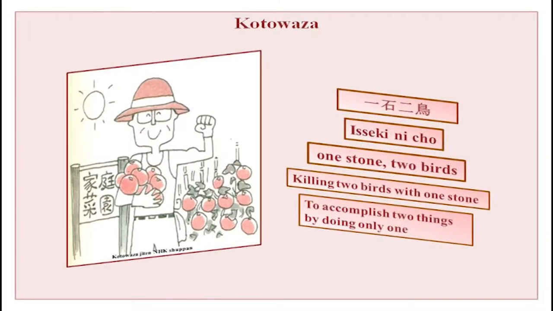And now we have a couple of kotowaza for you. Well, the first one is isseki nicho, as you can read over here. Isseki nicho. One stone, two birds is the literal meaning of this kotowaza.